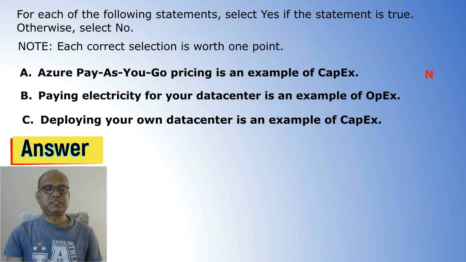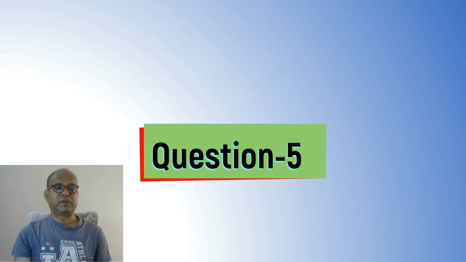So, this statement is not true. In statement 2, paying for electricity for your own data center will be treated as OpEx, so this statement is true. In statement 3, deploying your own data center is an example of CapEx because you need to purchase all the infrastructure upfront before you can use it. Therefore, this statement is true. Next question, question number 56.